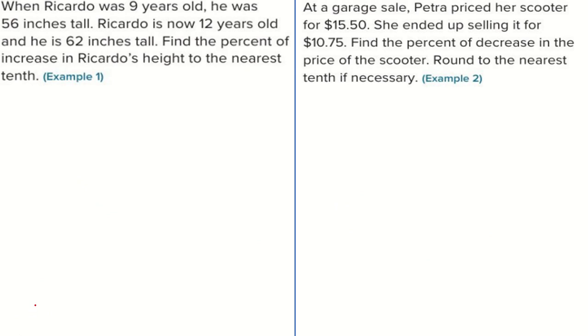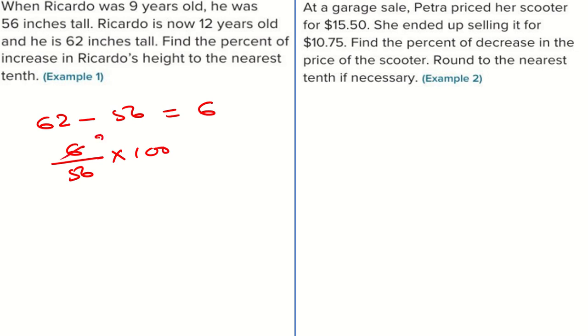Next question can be: when Ricardo was 9 years old, he was 56 inches tall. Ricardo is now 12 years old and he is 62 inches tall. Find the percent of the increase in Ricardo's height. Okay. So 62 is the new height and 56 was the old height. 62 minus 56 will be 6 inches. So 6 from 56 times 100.